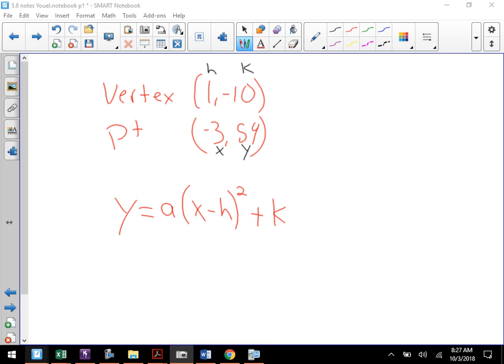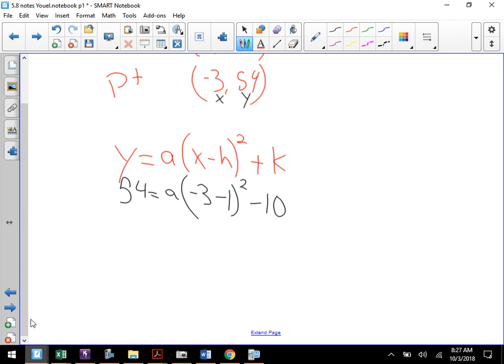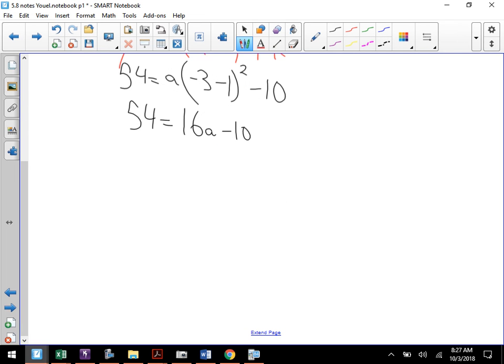Substitute in. Direct substitution from here on out. You know that 54 has to equal a times -3 minus 1 quantity squared minus 10. What's -3 minus 1? Square it, you get 16. So I have 54 equals 16a minus 10. Add the 10. I get 64 is 16a. Divide it out, and you get 4.